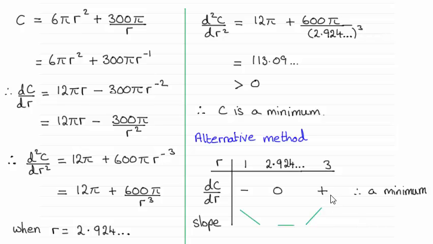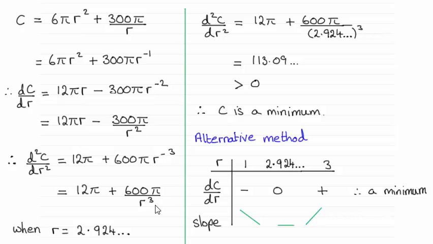If you're going to go for the second differential test, what we do is we take our equation for the cost, and I've then rewritten it as having this r to the minus 1 here, preparing it for differentiation. So in the previous part, we found that dC/dr gave me this expression here. And then all I've done is differentiate it again with respect to r. And you can see we end up with 12 pi plus 600 pi r to the power minus 3. And writing r to the power minus 3 as 1 over r cubed gives us this.